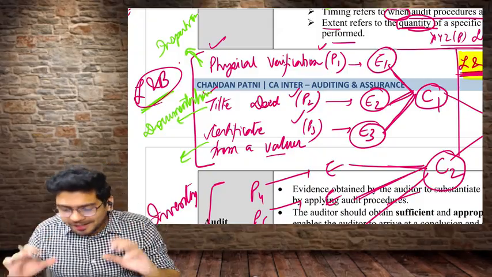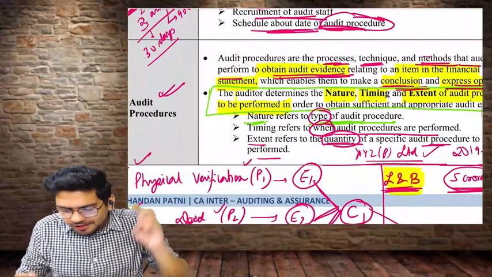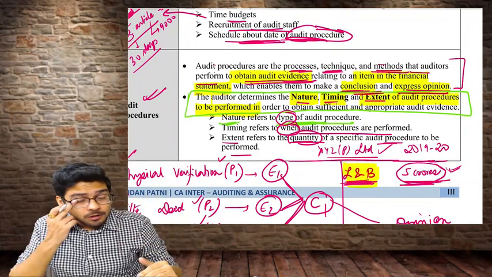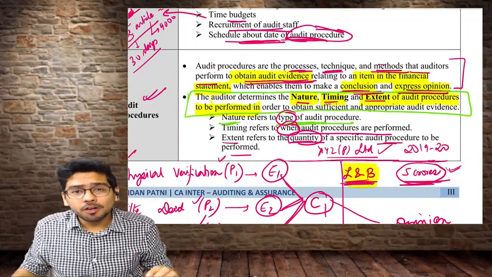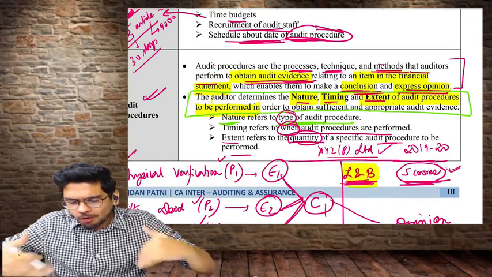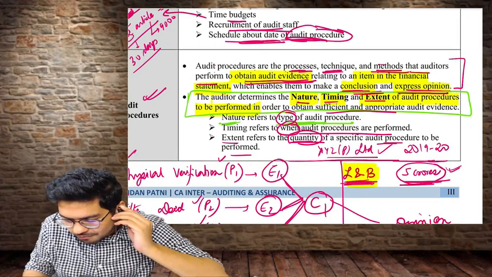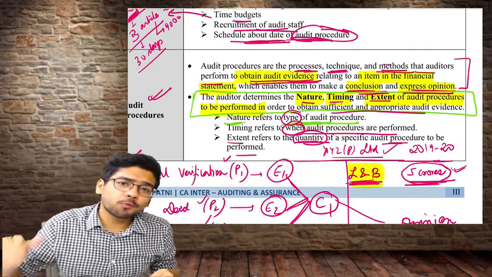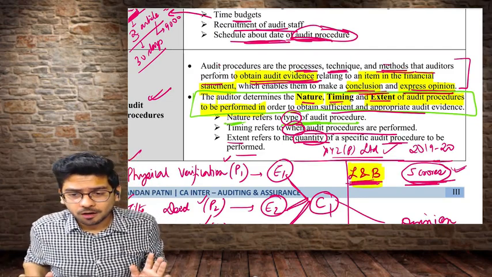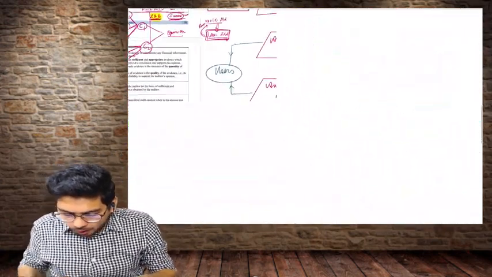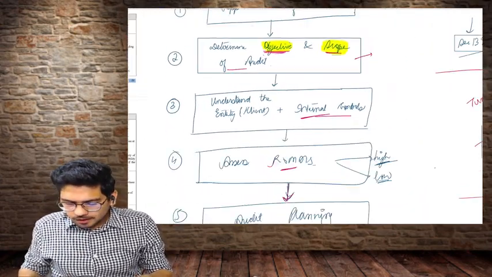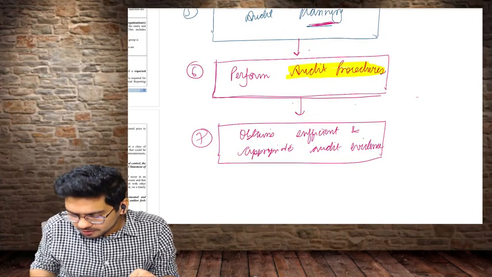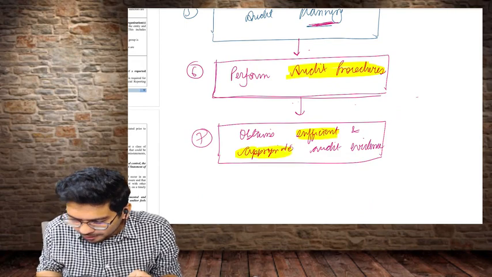The point here is, please understand this line. The auditor determines the nature, timing and extent of audit procedures to be performed. He is going to perform more and more procedures unless he obtains sufficient and appropriate audit evidence. So the ultimate objective of applying procedures is to obtain sufficient and appropriate audit evidence. You have to understand this. Now, please understand what amounts to sufficient and appropriate audit evidence. The auditor will perform audit procedures, and by applying them, he wants to obtain sufficient and appropriate audit evidence.